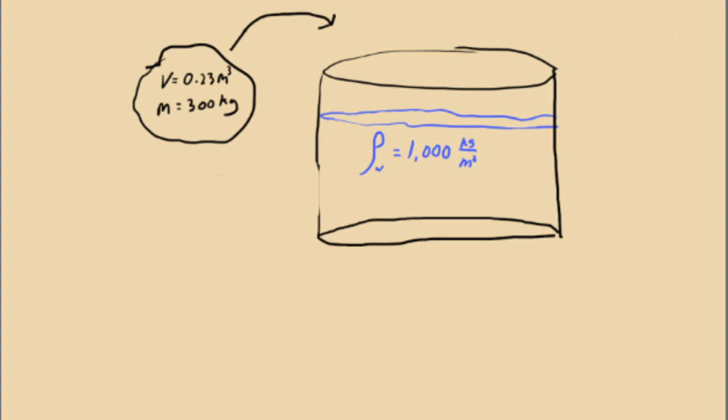So how does knowing the density of an object help us know if we are going to take an object and throw it into some fluid, if it's going to sink or swim? So let's work through this problem and hopefully it will become clear. So we're given a, let's call it a rock, I guess. It has a volume of 0.23 meters and a mass of 300 kilograms.